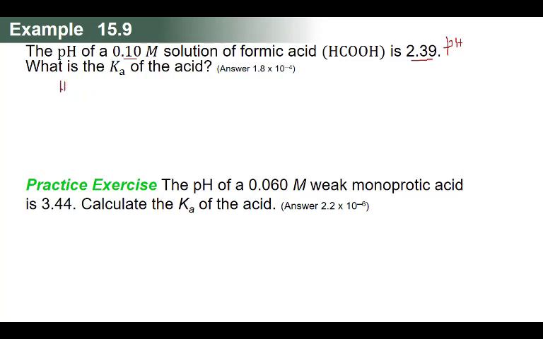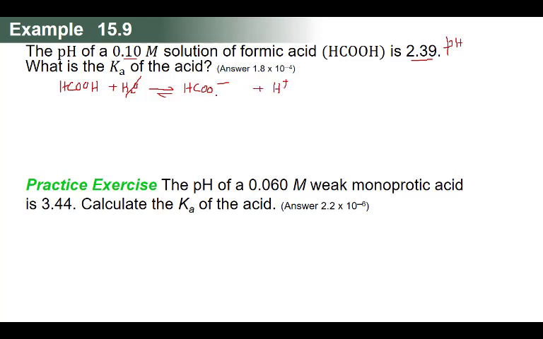So HCOOH, formic acid, when it dissociates, you can say the water, but you have to cancel the water because water is pure. Then you can remove this water also. So directly you can say this will be dissociated into HCOO negative, formate ion, plus hydrogen ion.